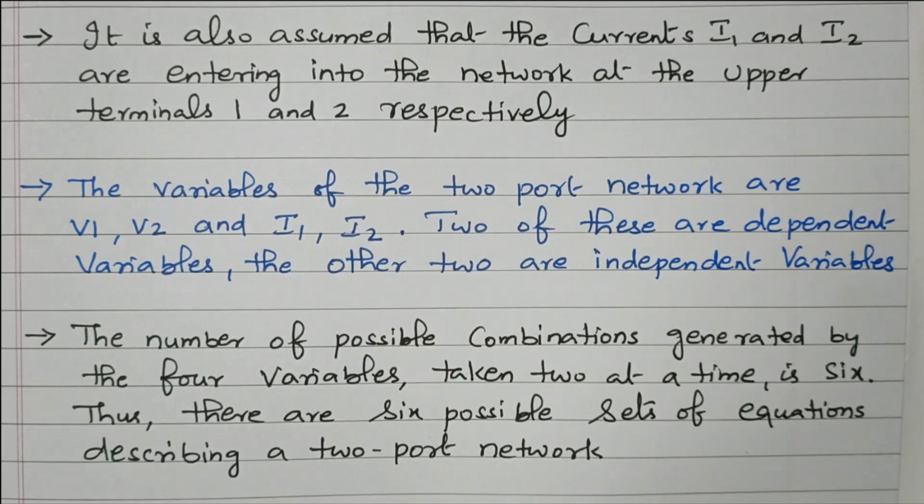So in this video we discussed the introduction to the two-port network. What is a network? What is a two-port network? What variables are available? Which are independent and which are dependent? And how many equations can we frame? From these 4 variables we can frame 6 sets of equations.